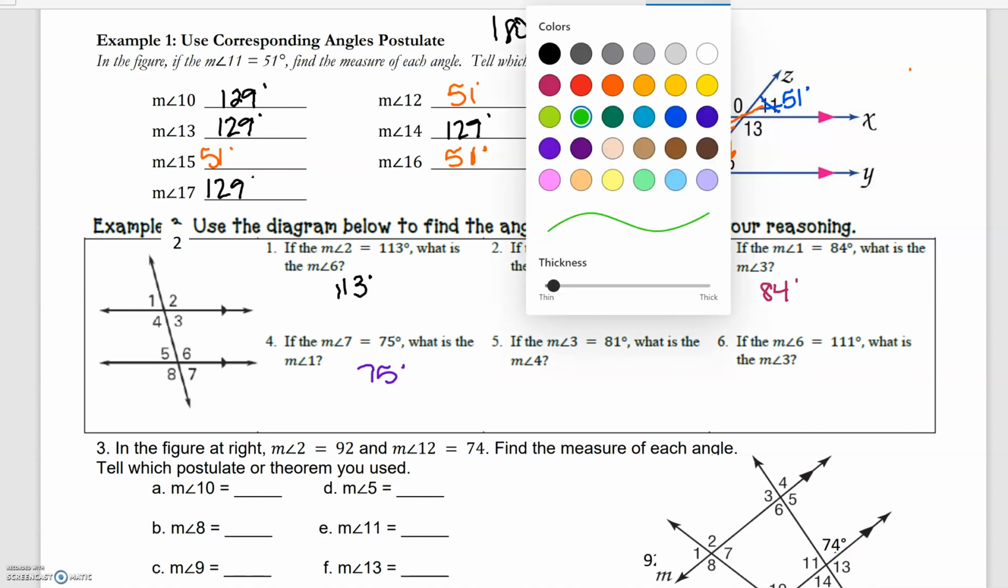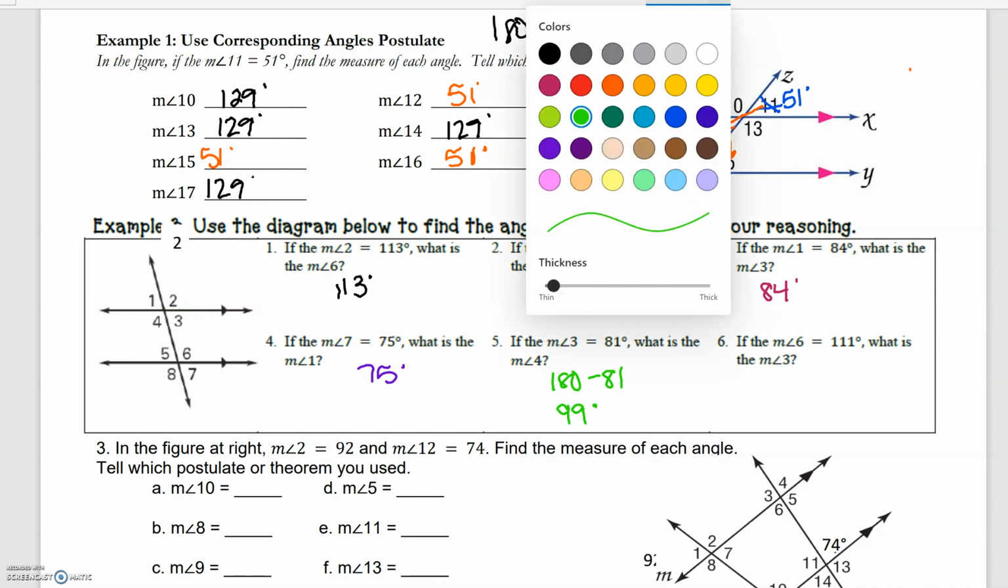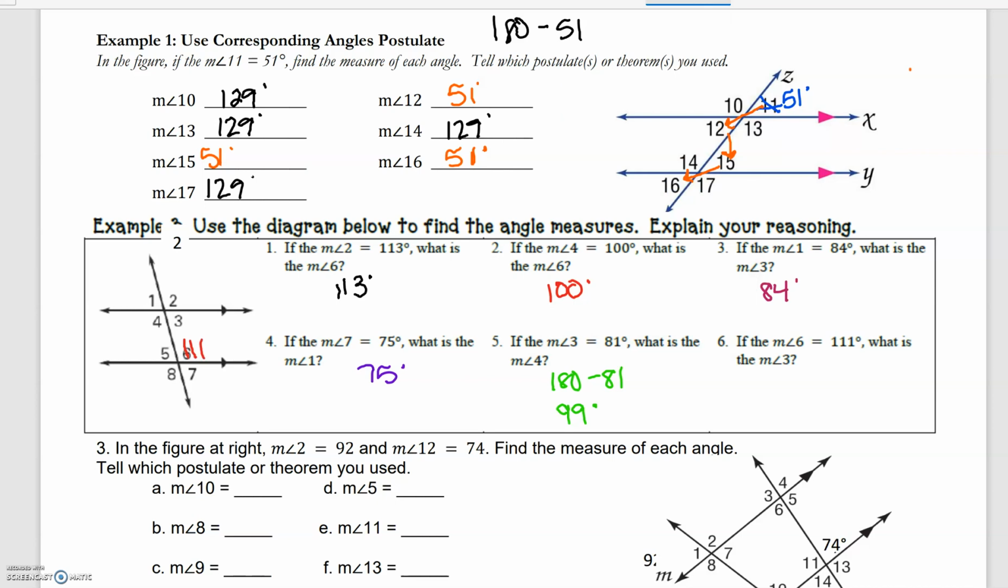All right, the next one is number 3 is 81. Then what is 4? So there's that linear pair relationship next to each other. So we need to do the 180 minus 81. So 99. And then 6 would be 111, and the measure of angle 3 is same side interior, so these are supplementary again, so 180 minus 111, so that will give me 69 there.